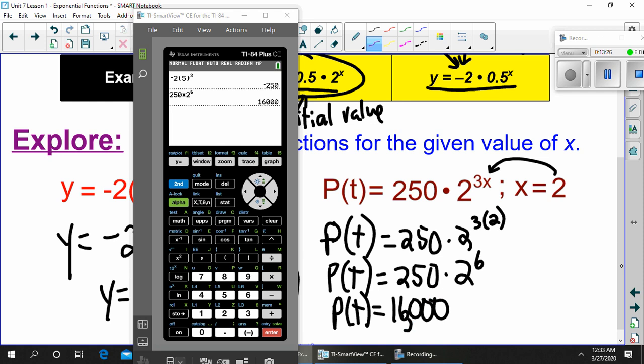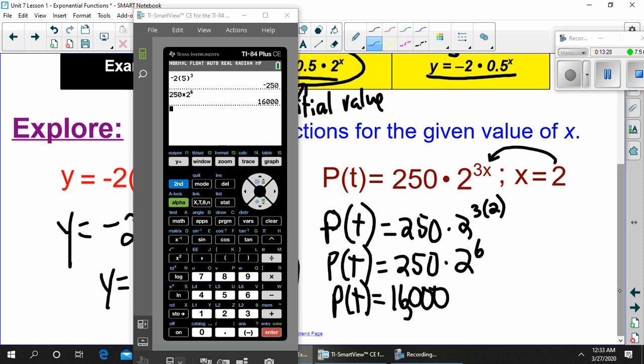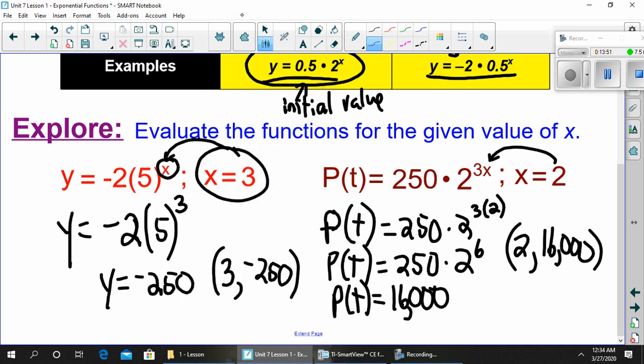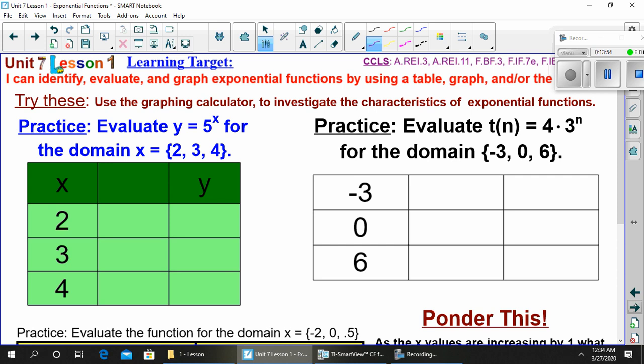That's it. And that means, if you're going to put this into coordinate form, when x is 2, when you're substituting 2 in, the y is basically 16,000. And that's it. So we're gonna stop the recording here, and we're just gonna get you started on that first one.